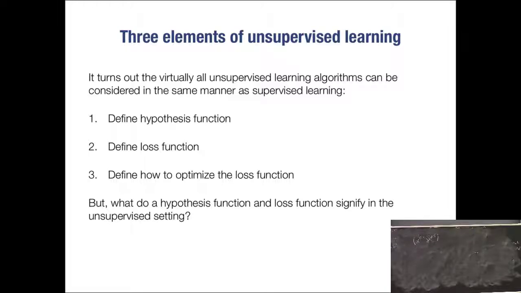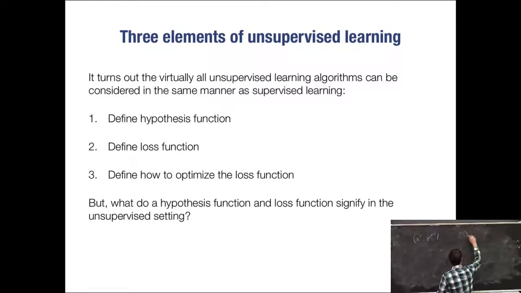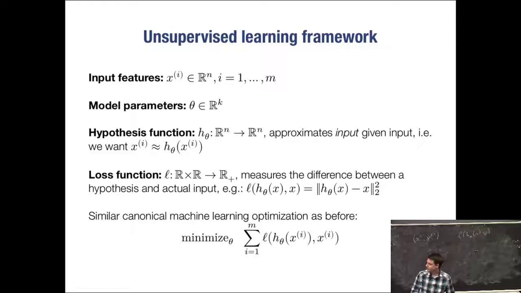But what do the loss function and hypothesis function signify in unsupervised learning? It's very unclear now, because in the supervised case you would think of a loss naturally being something like how close is your prediction, your hypothesis, to the actual output. That seems obvious. But what do you do in the unsupervised case? This is where I'll finally get to the point that I've been making so far. But the idea here is actually very simple.